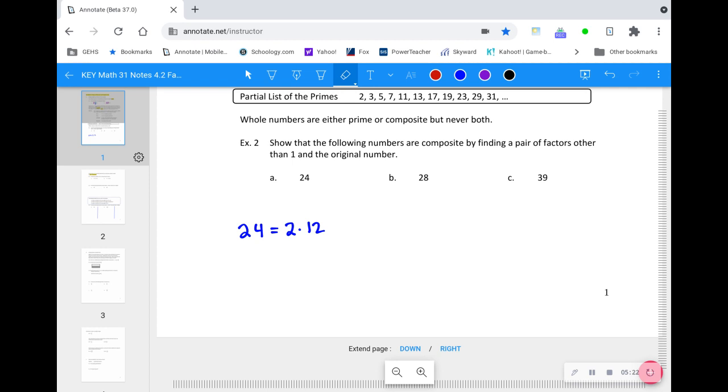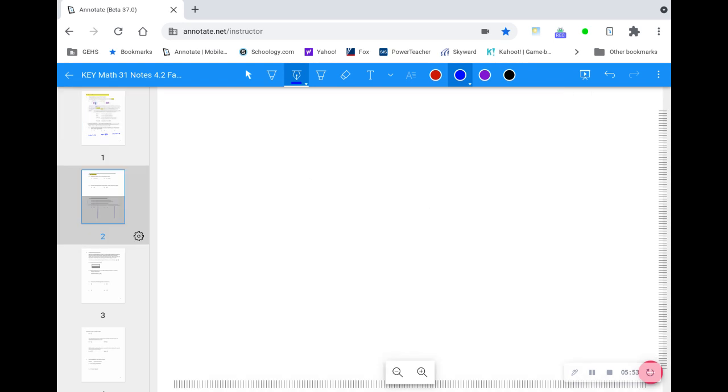If you can come up with a way of doing 28 other than 1 times 28, you prove that it's composite. So I think this is 4 times 7. You could write it with parentheses. I'll show you the ways of writing multiplication here. And 39, you might think that's prime, but you can break 39 down as 3 times 13. So besides 1 times 39, 3 times 13, this is definitely a composite number.